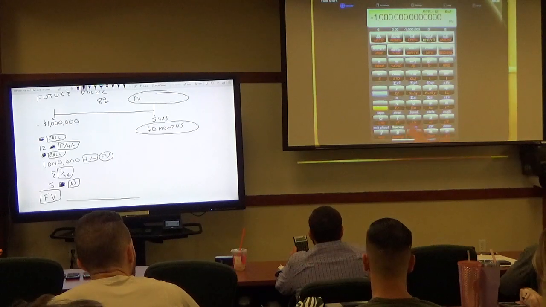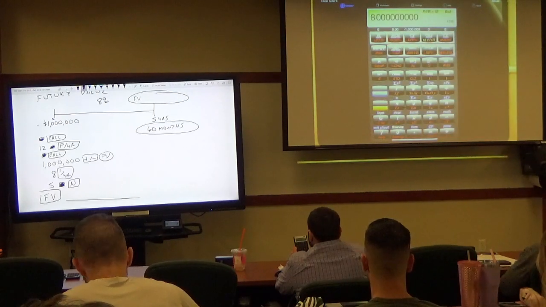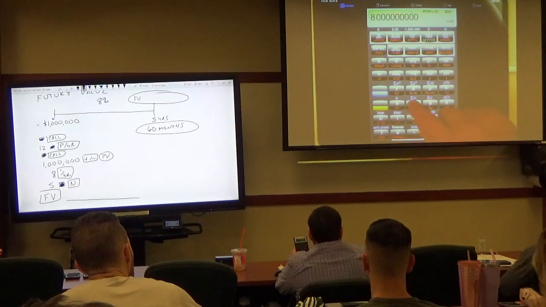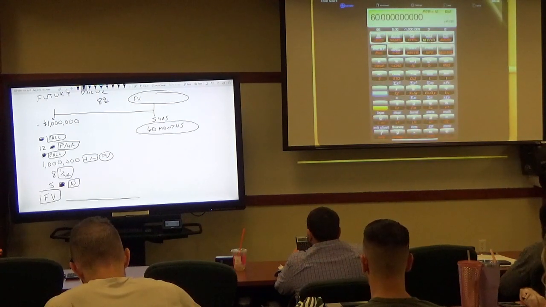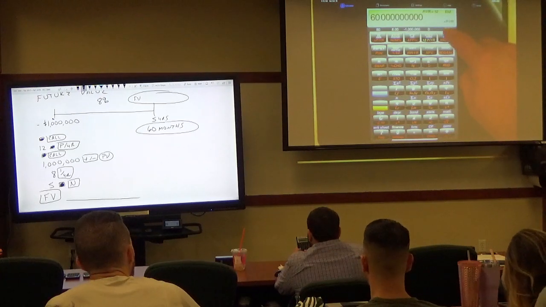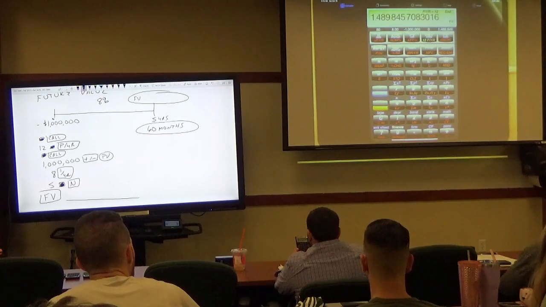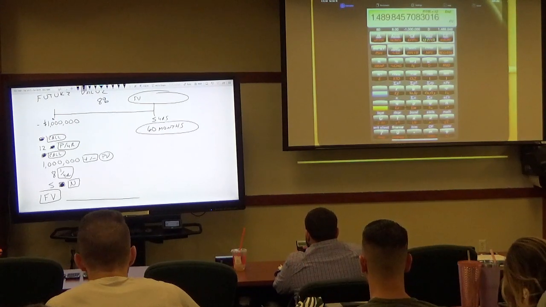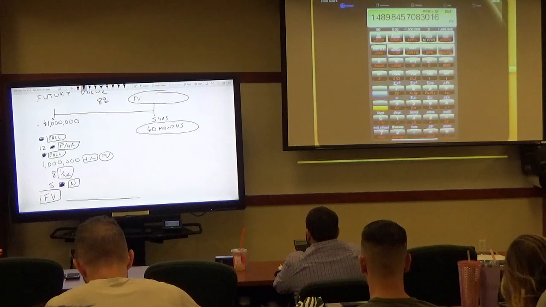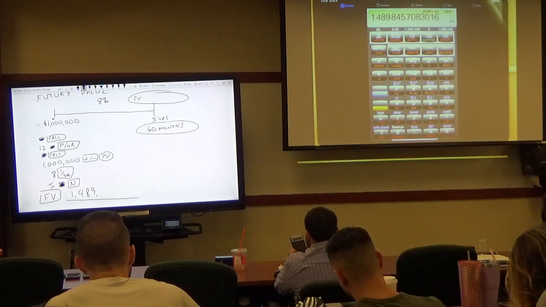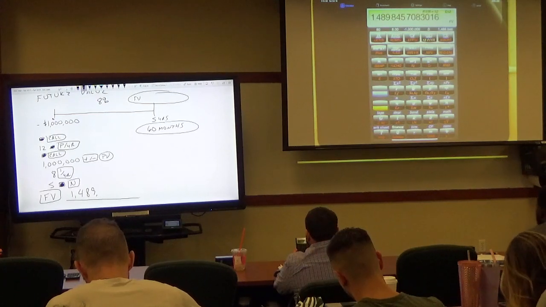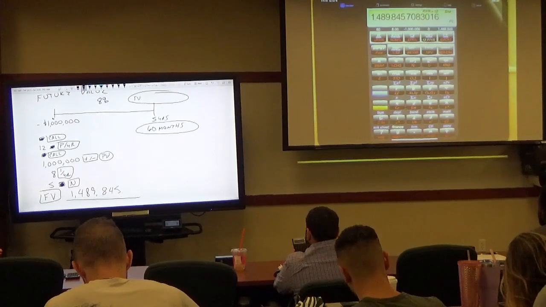We said the interest rate was 8%. And we said the term was 5 years, so 5 shift N, or 60 months. Then all we've got to do is solve for future value. So what we should end up with is what we've got up there on the screen, which is 1,489,845 and 71 cents.